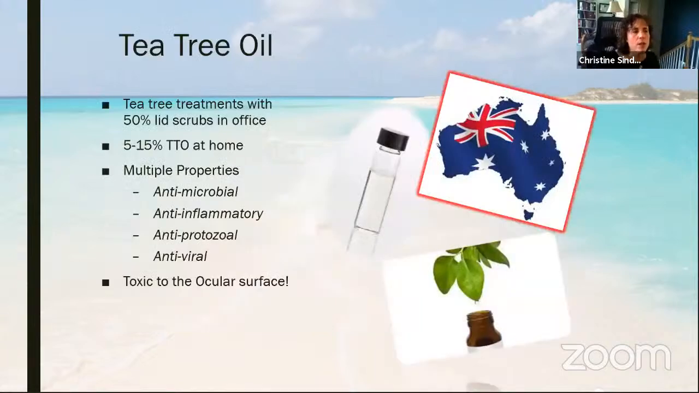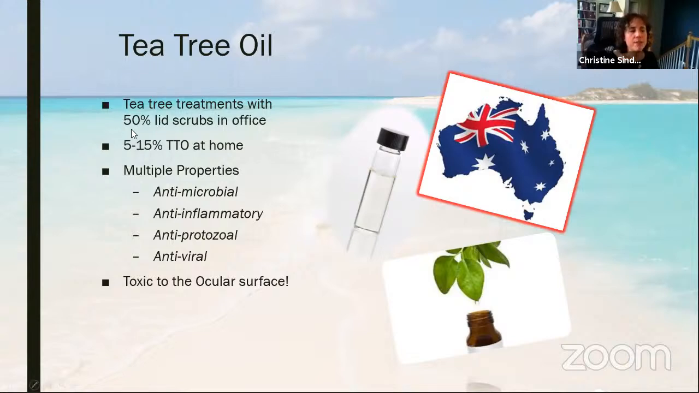Tea tree oil, I will frequently have patients use just a little bit of tea tree oil, 5 to 15% in their coconut oil when they do those scrubs. Tea tree oil also kills the Demodex on the surface of the eye. It's antimicrobial in general, anti-protozoal, anti-inflammatory, and antiviral. So tea tree oil will kill anything that's on the ocular surface. However, it's very toxic to your ocular surface. You have to be very, very careful.